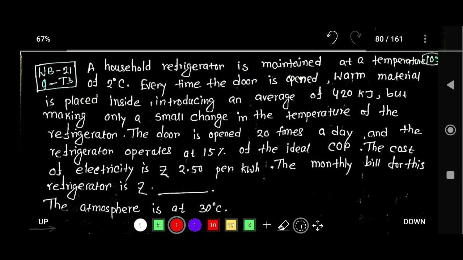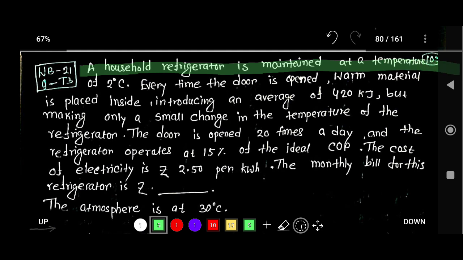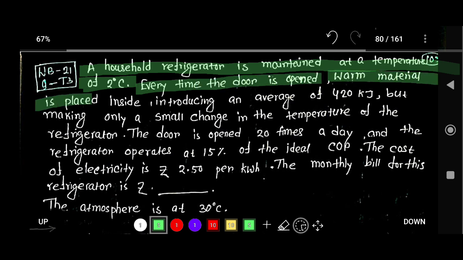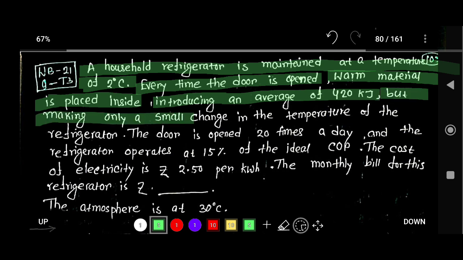Now let's try to understand another question. This is also a very important question. So what is given in this question? A household refrigerator is maintained at a temperature of 2 degrees Celsius. Every time the door is opened, warm material is placed inside, introducing an average of 420 kilojoule, but making only a small change in the temperature of the refrigerator.